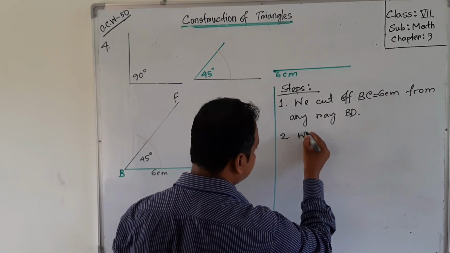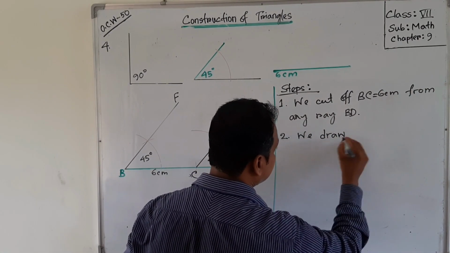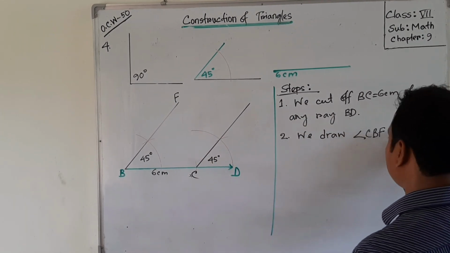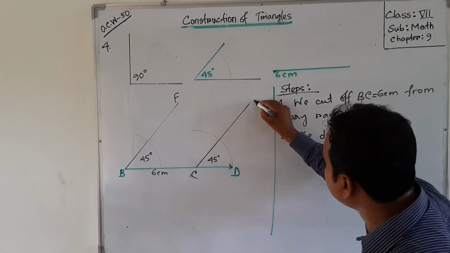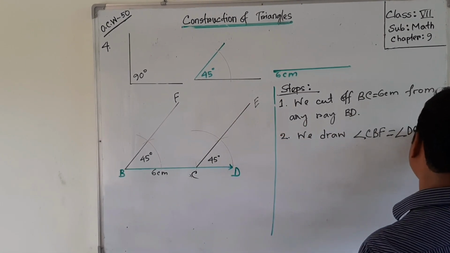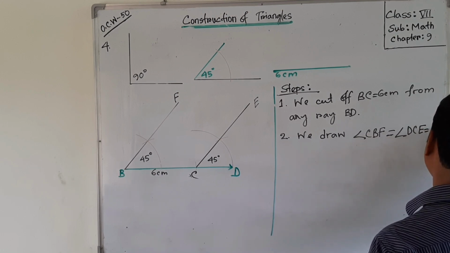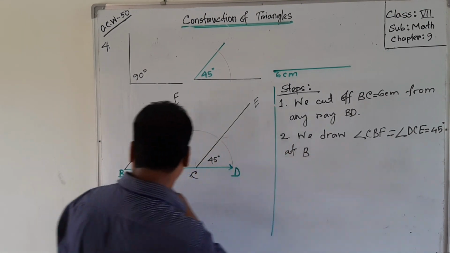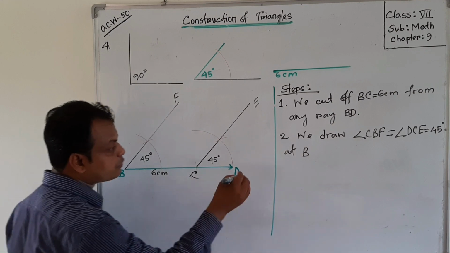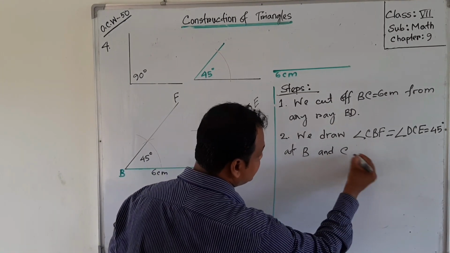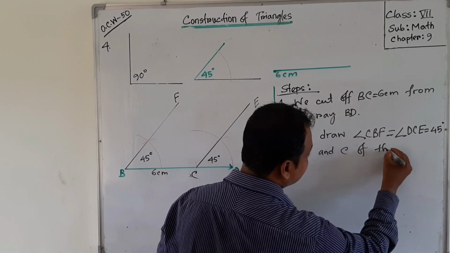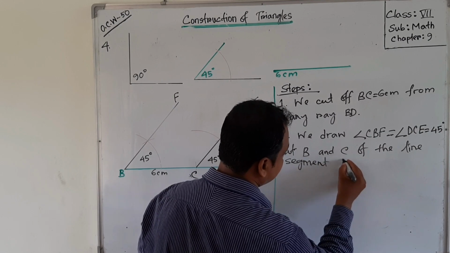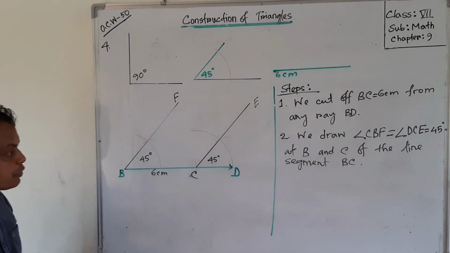We draw angle CBF equals to angle DCE. DCE equals to 45 degree at B and C. Where we have drawn this angle at point B and at point C. So we write at B and C of the line segment BC. So this is the part.